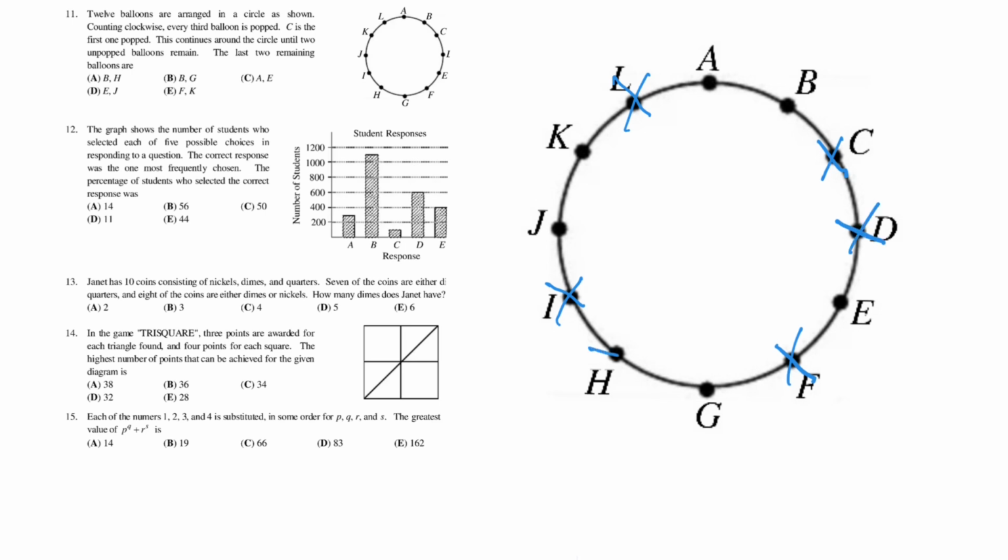E, G, H is the third one. J, K, A is next. B, E, G is the next. J, K, B is next. And E, J, K. Now only two balloons are left, E and J, so the answer is D.